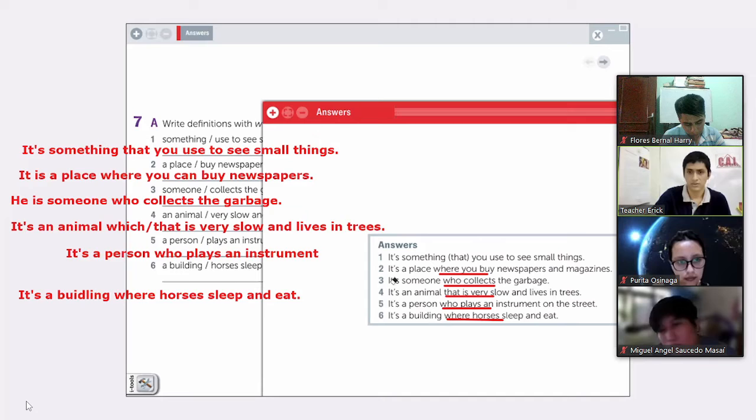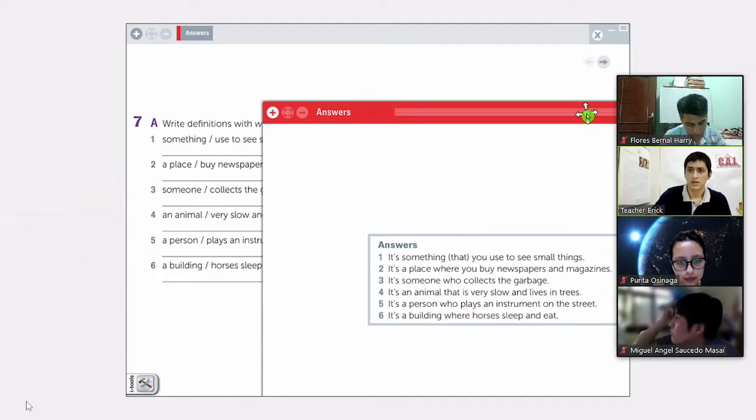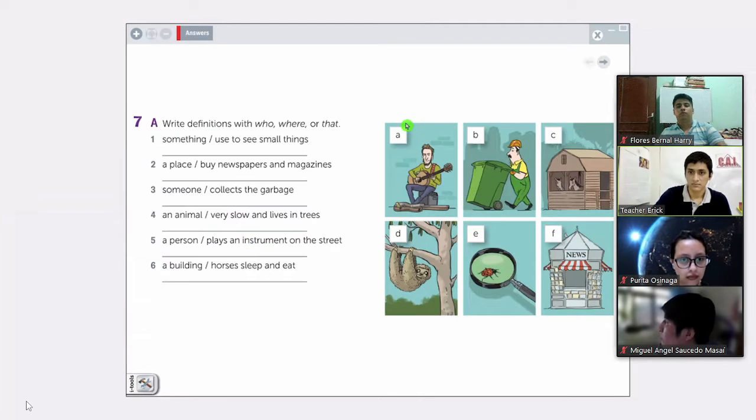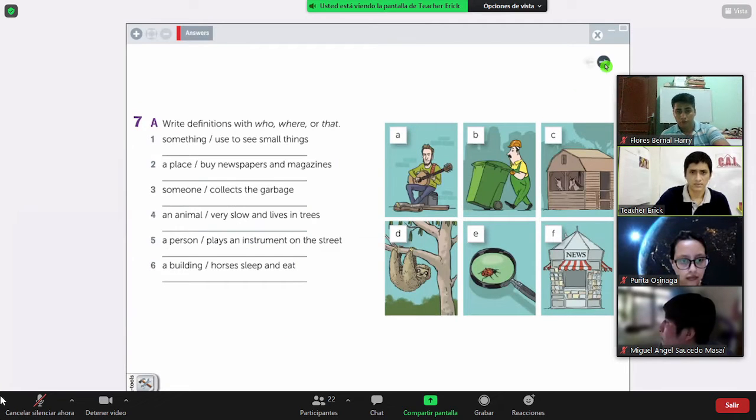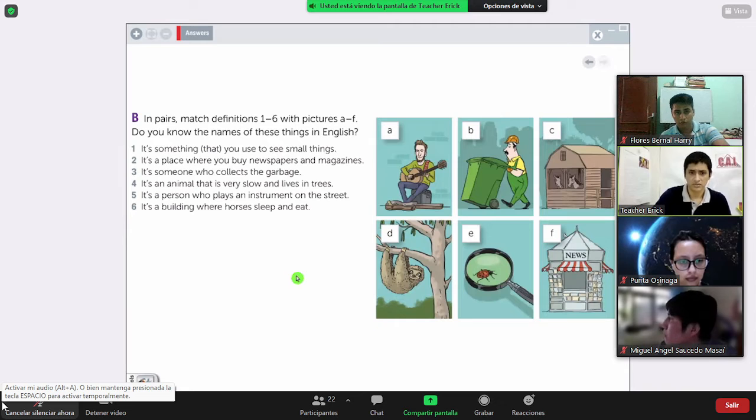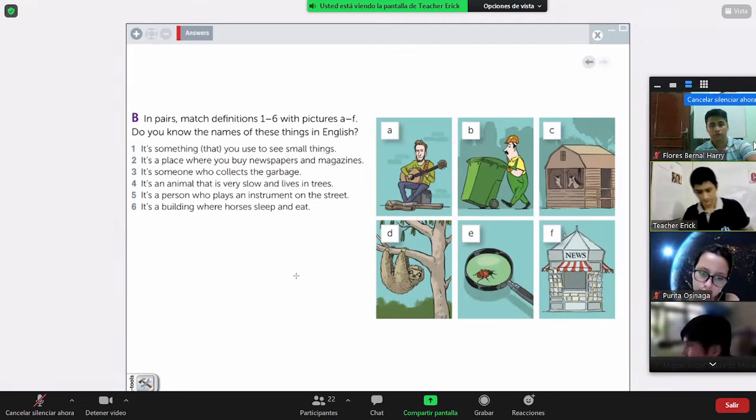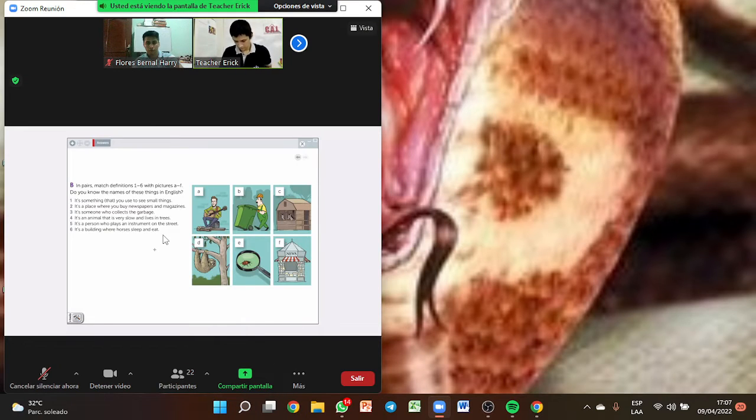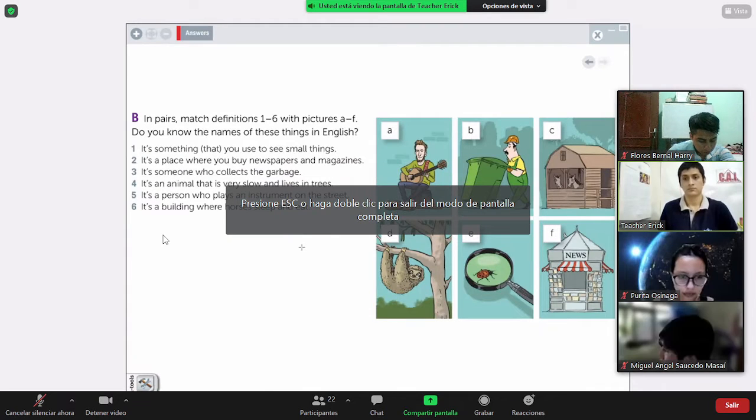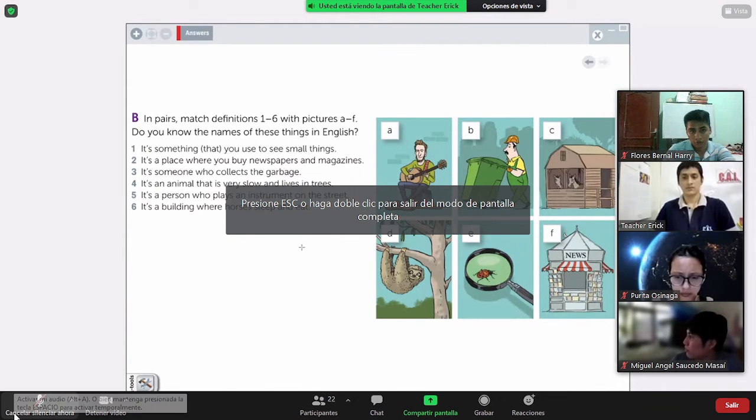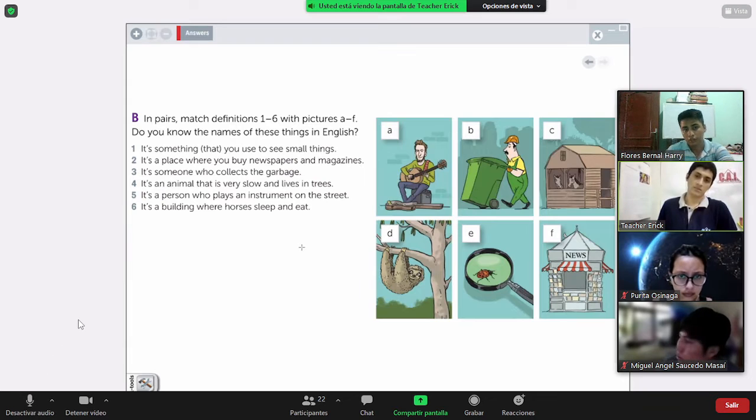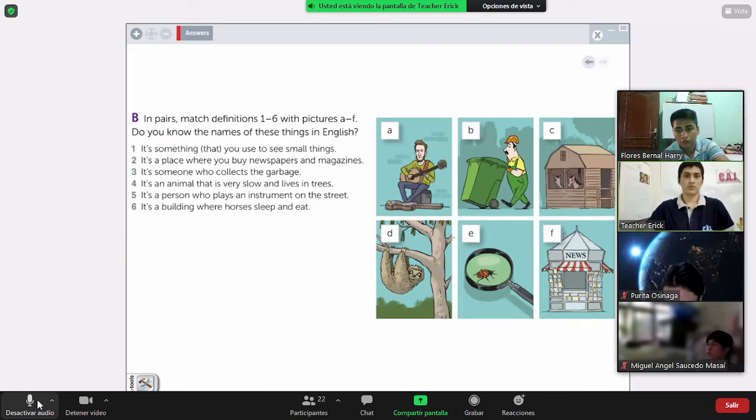Okay, so what you're going to do as homework, in pairs, a video. First we're going to match this. It says it's something you use to see small things. What letter is? F. And F, okay, and what is the name? Letter E. Number 1, E. Okay, number 1, E.